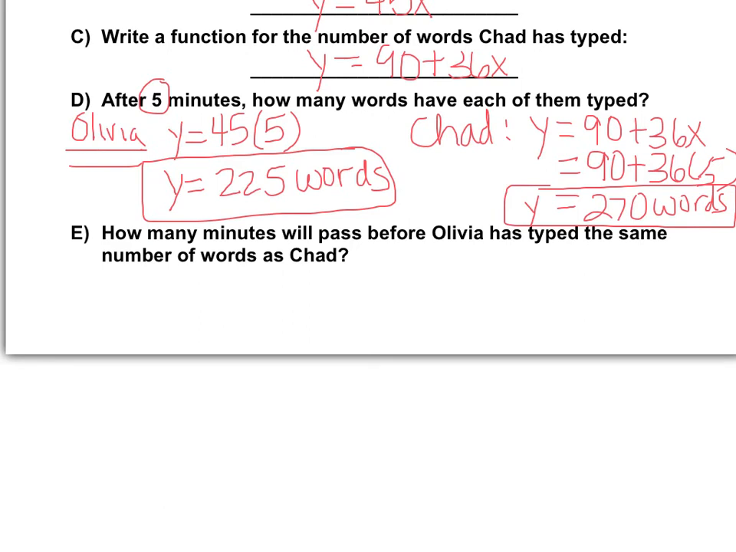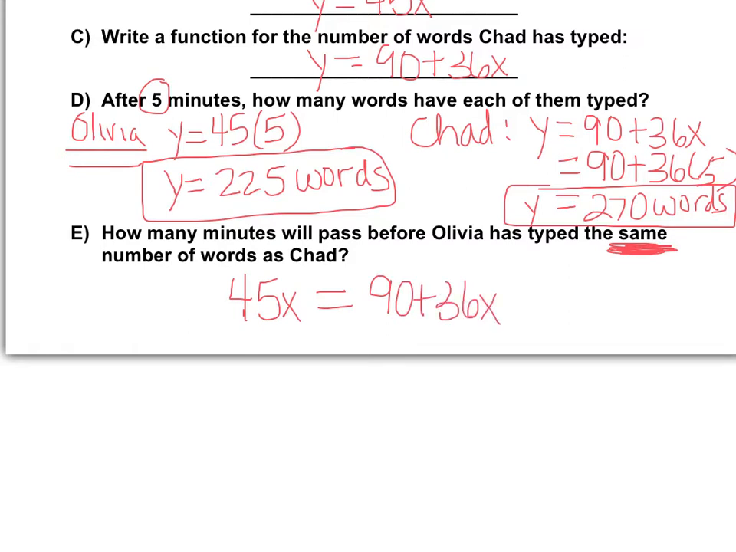Okay, the last question. How many minutes will pass before Olivia has typed the same number? So see, there's that key word, the same. We've done this before. When we want to know when two equations will be the same, we have to set them equal to each other. So we're going to take the equation for Olivia, which was 45x, and set it equal to Chad's equation, which is 90 plus 36x.